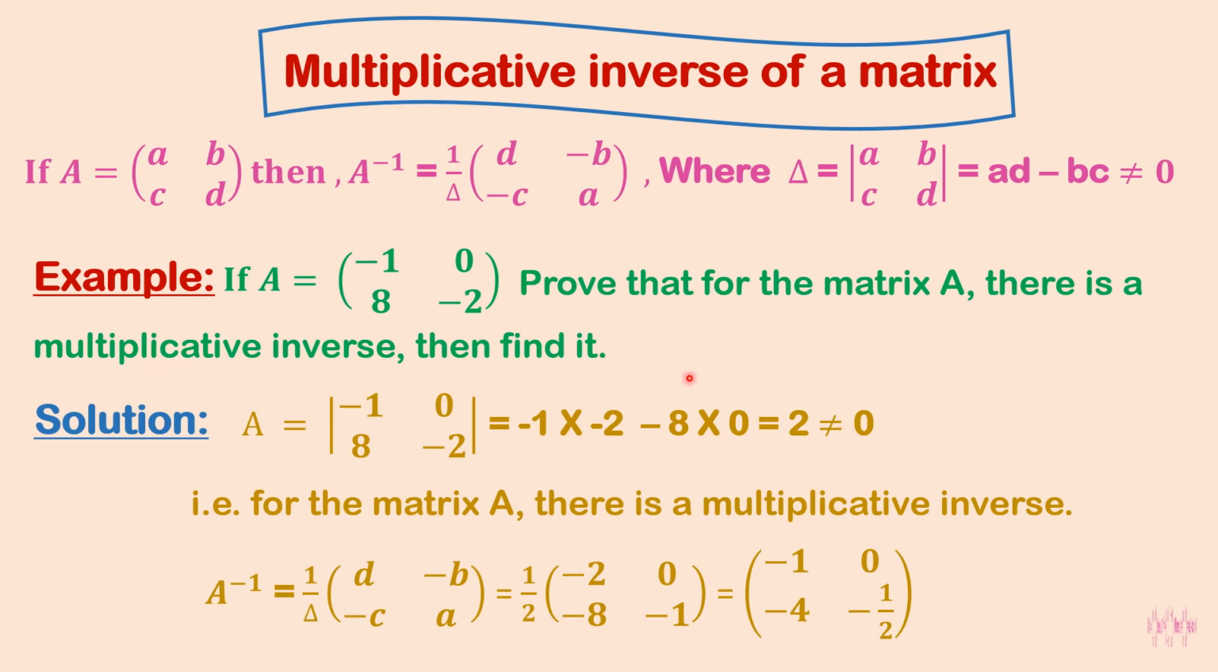So to find the multiplicative inverse, we find the value of delta, which is 2. So A negative 1, the multiplicative inverse of A, equals 1 over delta times the matrix after exchanging the places of A and D and changing the sign of B and C. So the answer will be 1 over 2 times [negative 2, 0; negative 8, negative 1], which equals [negative 1, 0; negative 4, negative half].